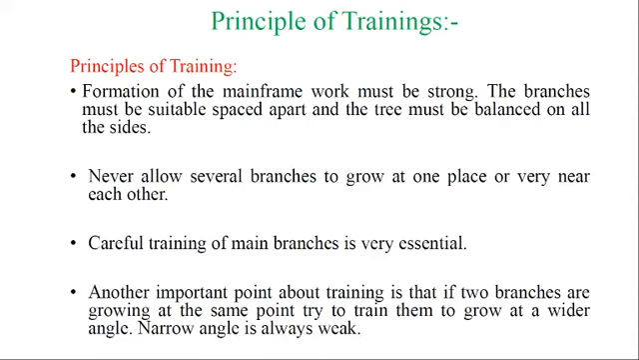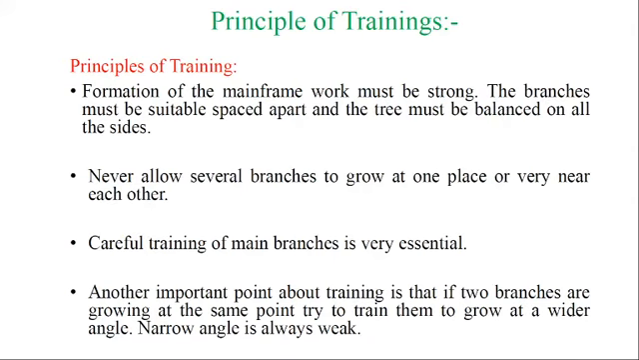The second principle: never allow several branches to grow at one place or very near to each other. Yes, the branches are separated, they grow toward all sides, and therefore the balanced shape of the plant is maintained. That is one principle of training. Careful training of the main branches is very essential. With the help of that, all branches grow equally, the shape of the plant becomes balanced, and we easily obtain quality and quantity.